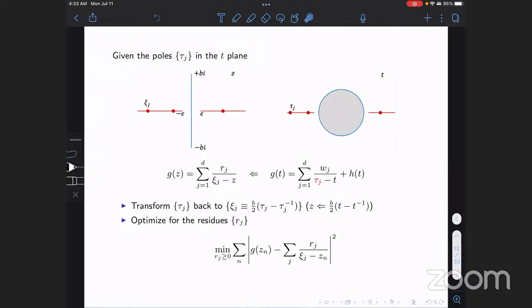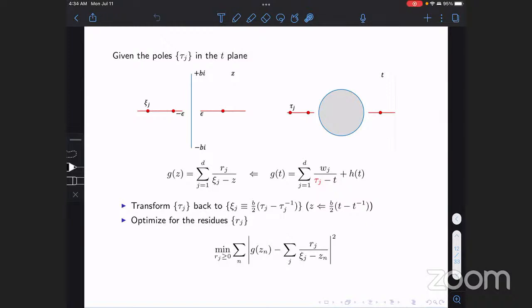Now, once we have the location of the tau j in the t-plane, what we really care about is the location in the z-plane, because this is where the original problem is formulated. That is very easy, because we just need to apply this map, and this will give us the location of Cj in the z-plane. Once we know the Cj, most of the hard work has already been done. All we have to do is optimize for these positive residuals by solving this constrained least squares problem.